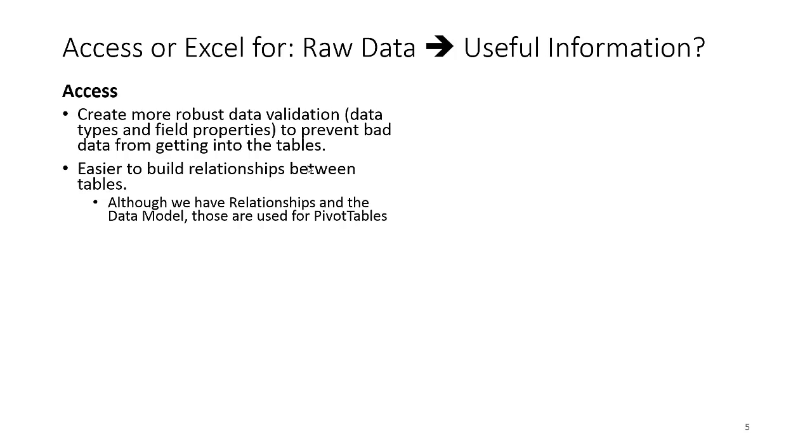Another advantage for Access is it's easier to build relationships between tables. Now, we did see relationships in the data model, but those are used for pivot tables. In Access, we'll build relationships from tables, and all objects will be able to see those relationships and pull data from any one of the tables.